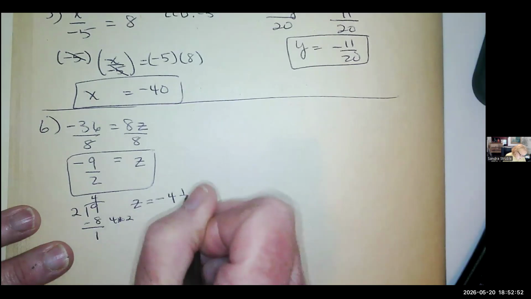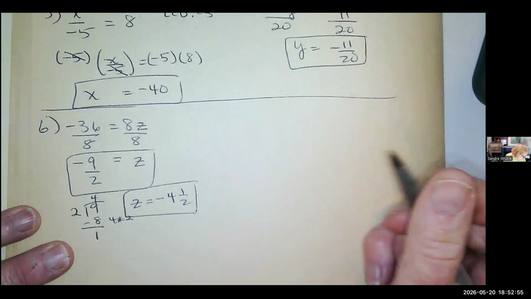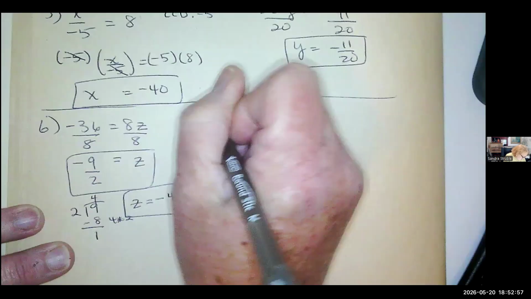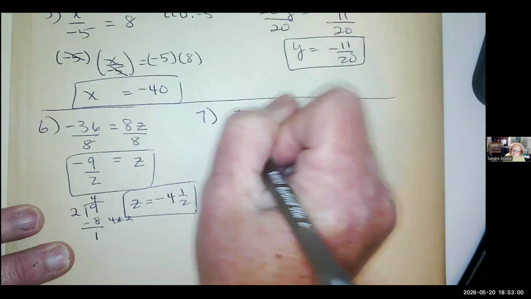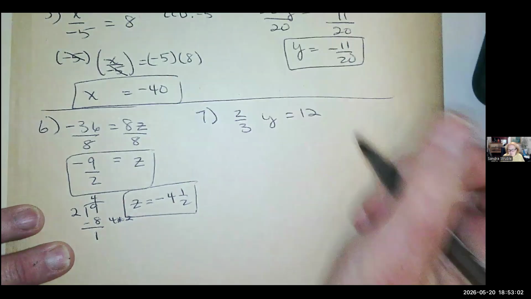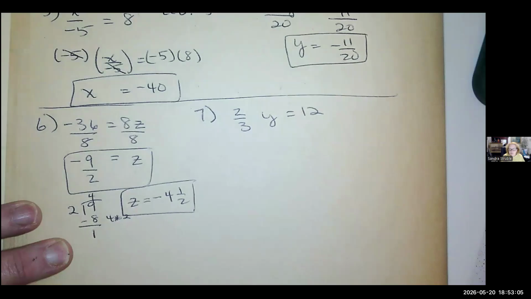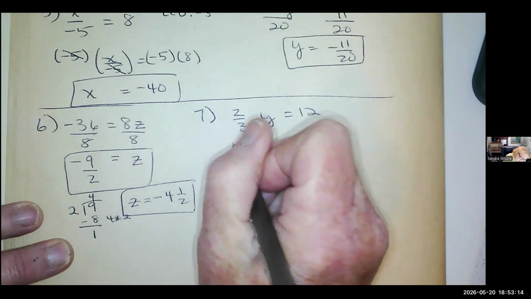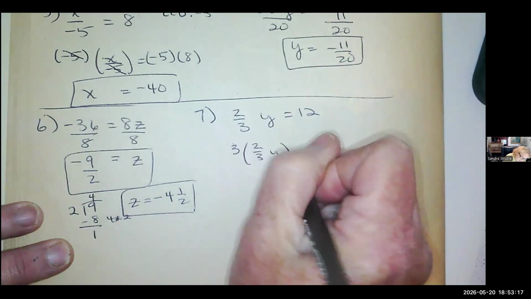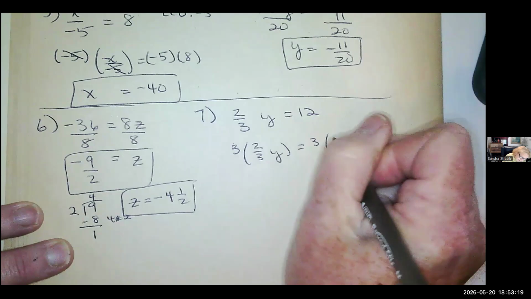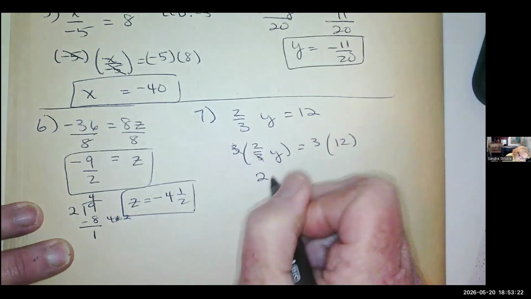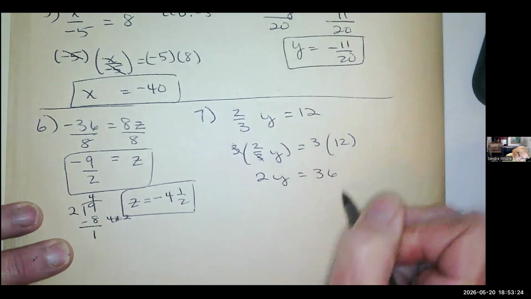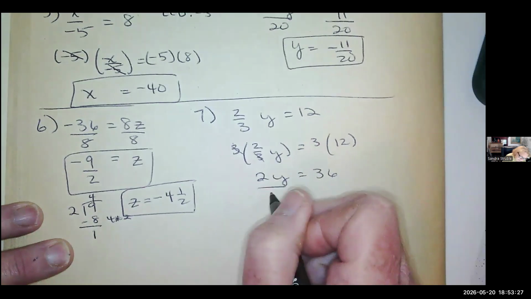Okay. Next is 7. And that is 2/3 y is equal to 12. Again, 2 different ways to do this. You can either multiply both sides by the reciprocal, the 3/2, or you can multiply both by 3, then divide by 2. It's your call. So I'm going to go ahead and multiply both sides by 3. I find this works better for students. These reduce, you're left with 2y is equal to 36. 2 is multiplied to y, so you divide both sides by 2, and y equals 18.